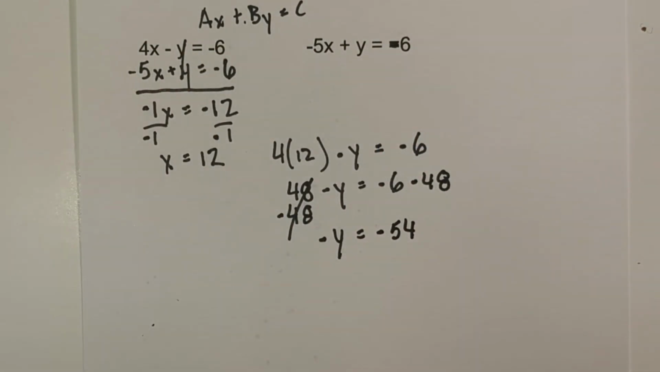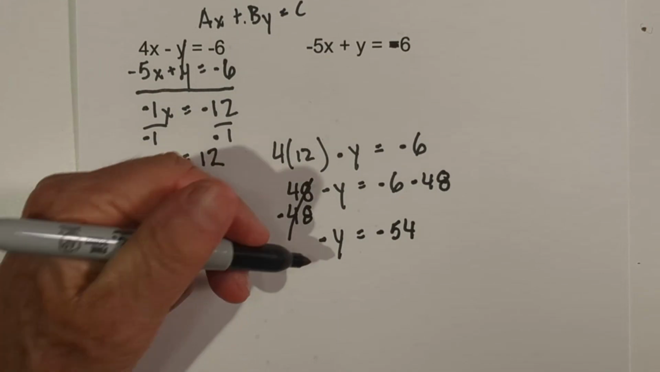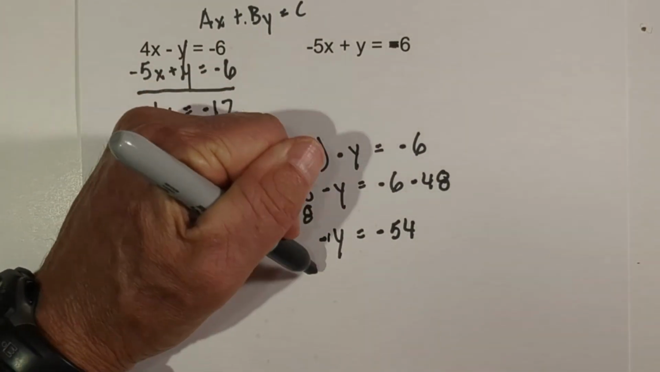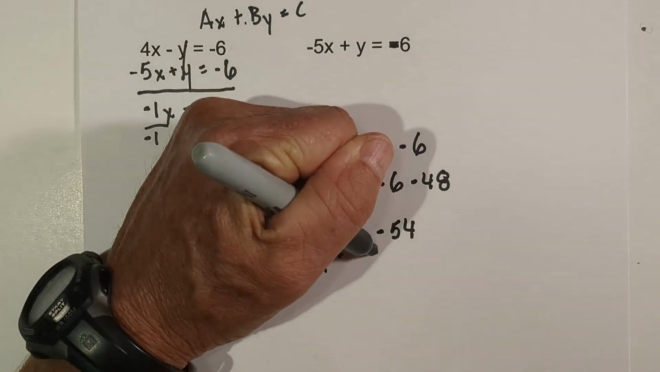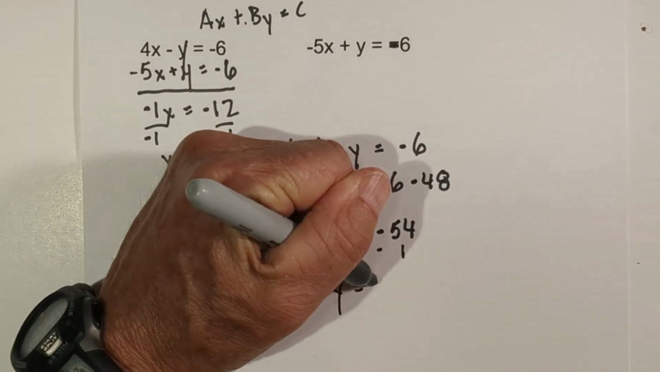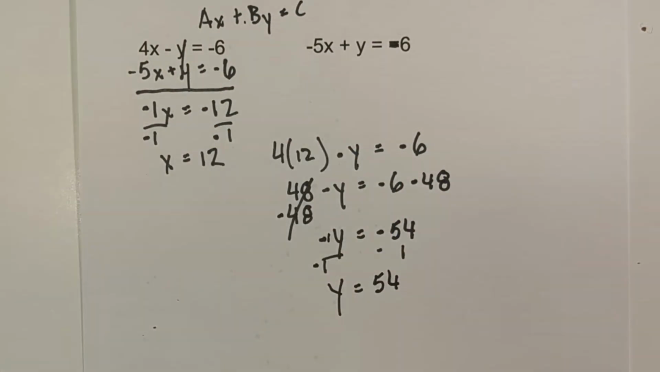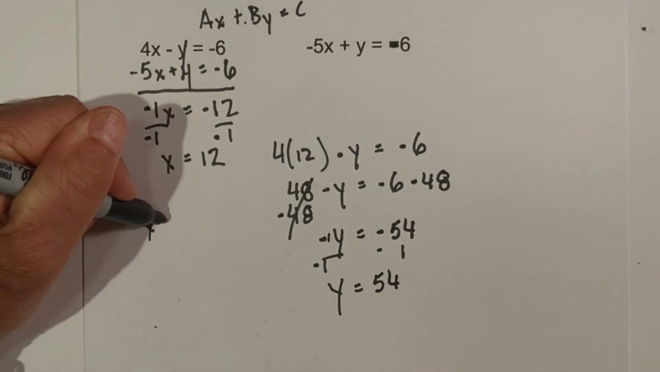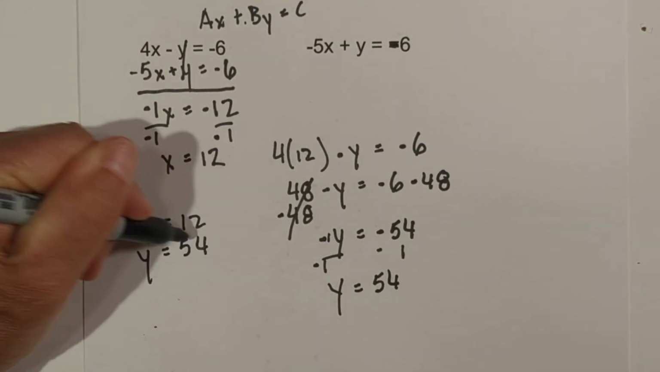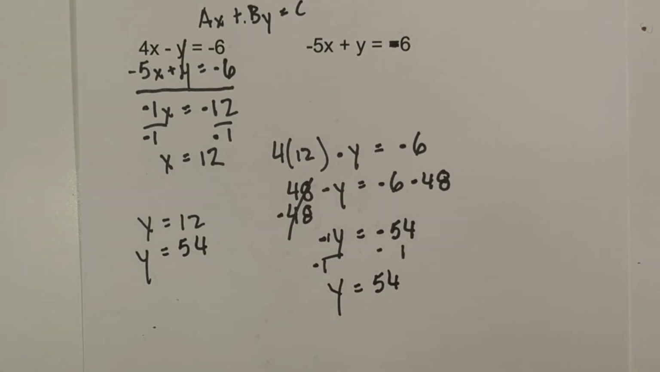Now these cancel, and negative y equals negative 54. We want to get rid of the negative, so there's a 1 right there, and we divide each side by negative 1. So y equals 54. Now we have x equals 12, y equals 54. Now we need to check our work.